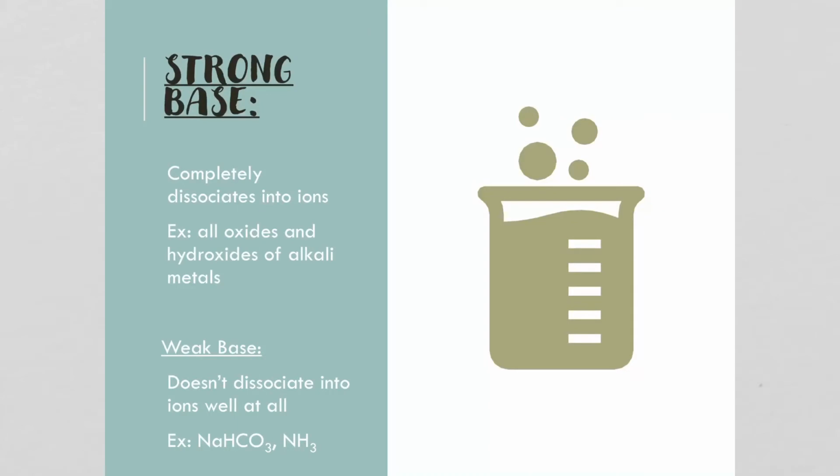The same thing goes for strong bases and weak bases. So strong bases would completely dissociate into ions. So all oxides and hydroxides of alkali metals will be strong bases, so sodium oxide, sodium hydroxide, etc. Weak bases don't dissociate into ions well at all. And again, you'll see that these are commonly used bases in the home. So sodium bicarbonate, we use it in baking, and then ammonia we can use in cleaning supplies. It is a bit dangerous for other purposes, but it isn't as strong a base as, say, sodium hydroxide.